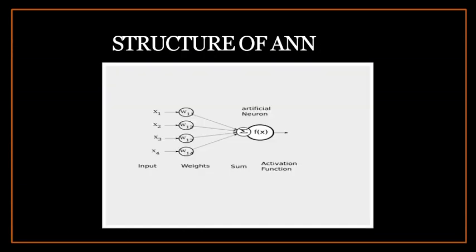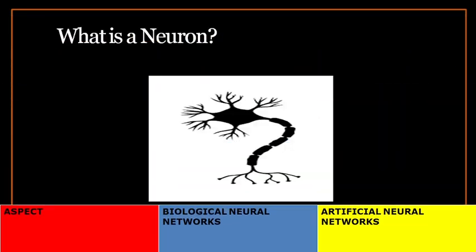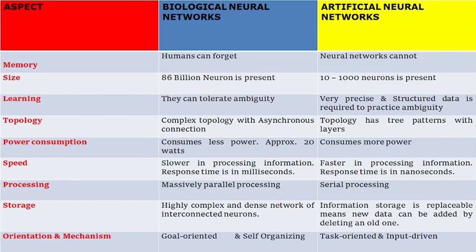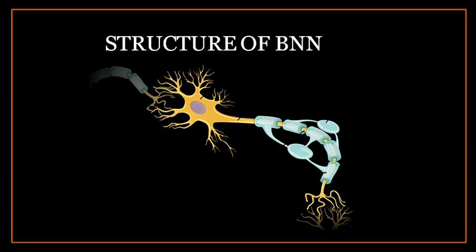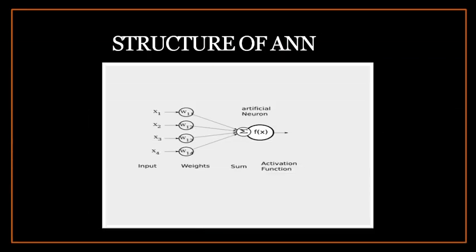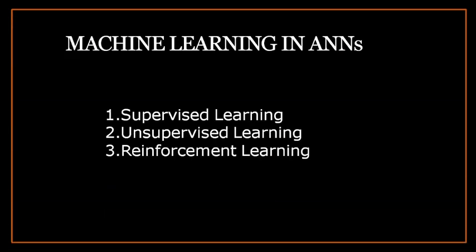So I hope you have understood the concepts of what a neuron is, the differences between biological neural networks and artificial neural networks with certain aspects. I have talked about the structure of the biological neural network, the structure of the artificial neural network, and machine learning in artificial neural networks.